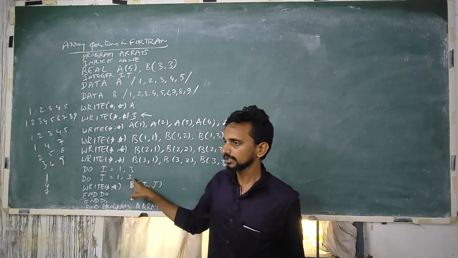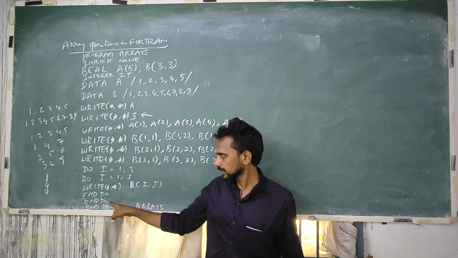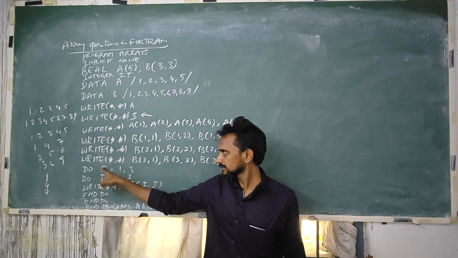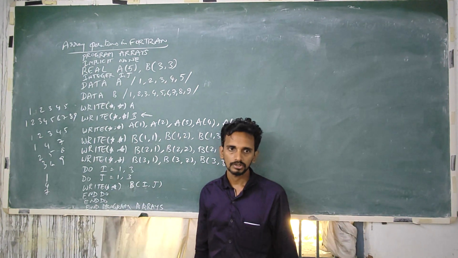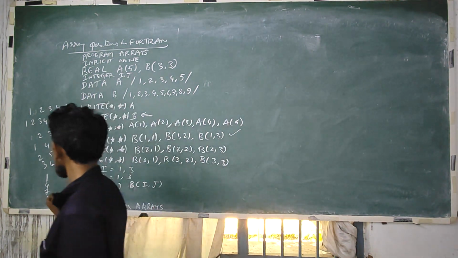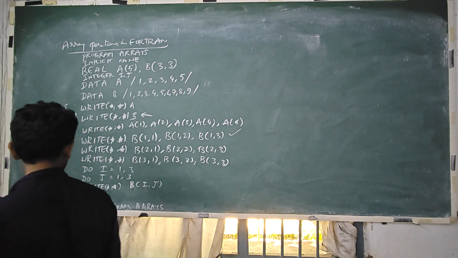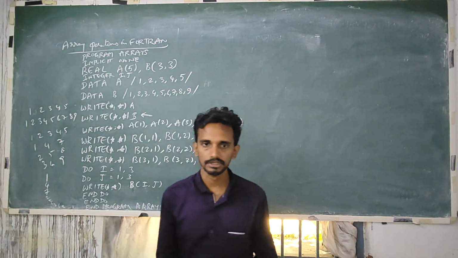So with that the loop on j completes. Then the control goes to the next line. Then I becomes 2. So the next series B21, B22, B23, everything will be printed. Like 2, 5, 8, then 3, 6, 9. With that the series completes.